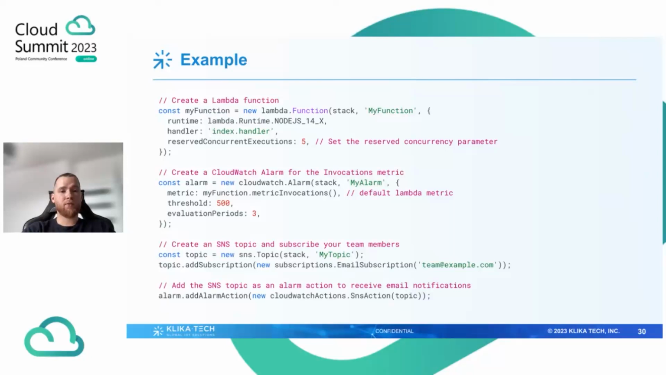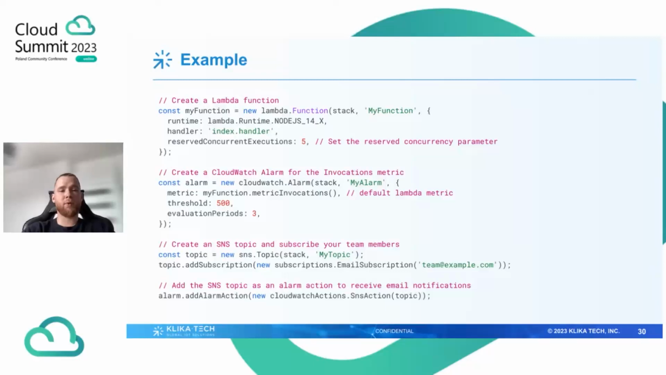So, if the Lambda's invocations metric exceeds 500 during the 3 consecutive evaluation periods, which in our case is equal to 15 minutes, the alarm will be triggered and your team members will receive the alert email.